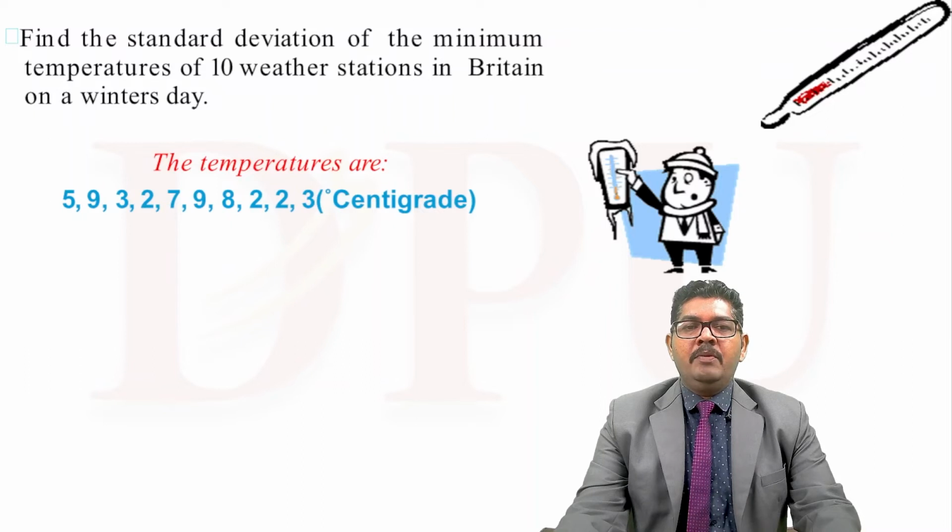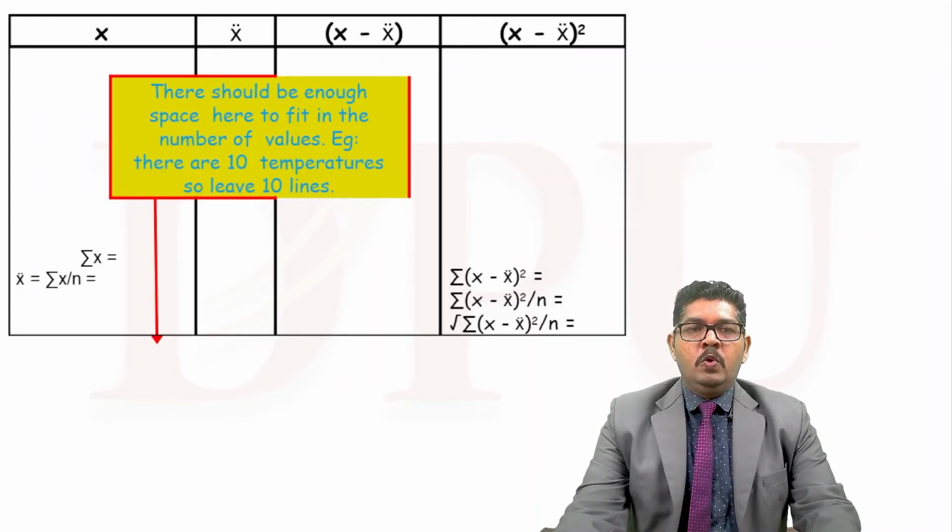So these are the temperatures of 10 different weather stations in Britain in winter season. So 5 degrees, 9 degrees centigrade, 3 degrees centigrade, 2, 7, 9. So these are individual data. This is ungrouped data, and for this data we have to calculate the standard deviation. So this is how you have to form a table.